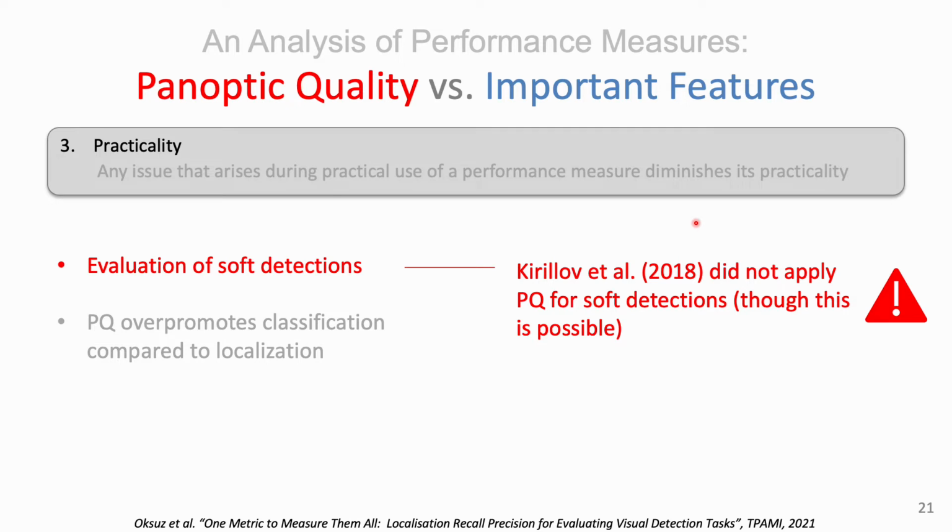If you look at the practicality aspect of panoptic quality, we observe that the authors in their original paper applied panoptic quality only to panoptic segmentation, and it is designed to evaluate only hard detections. The authors assumed that segments did not have confidence scores. However, in theory, it's possible to apply panoptic quality to soft detections by a simple thresholding operation.